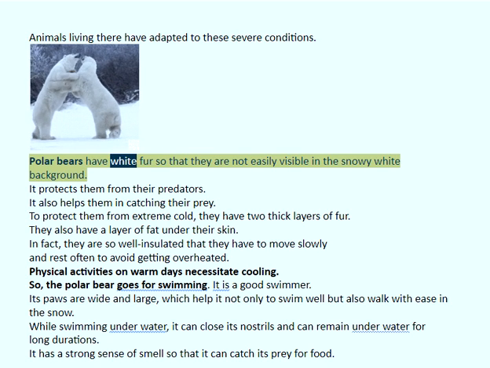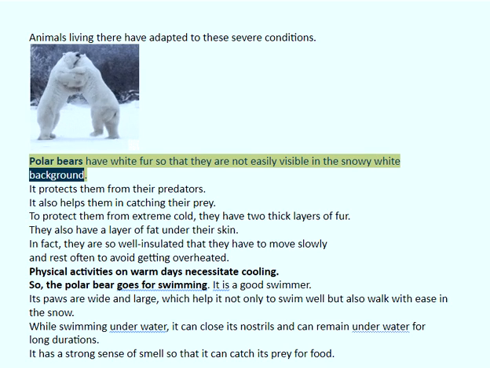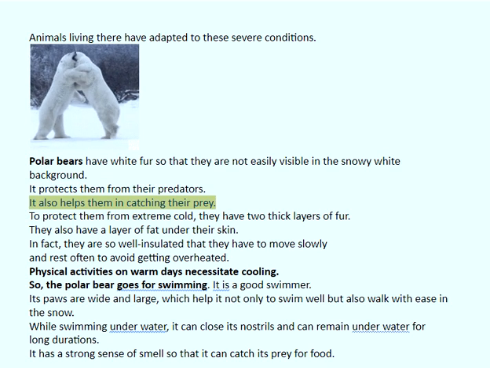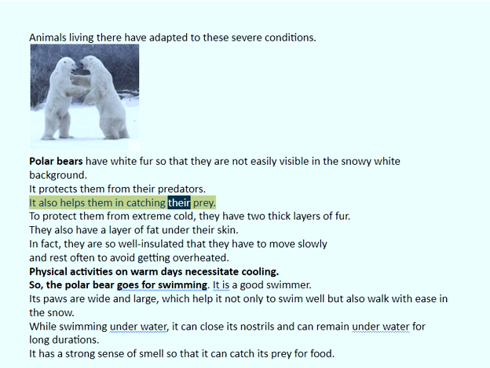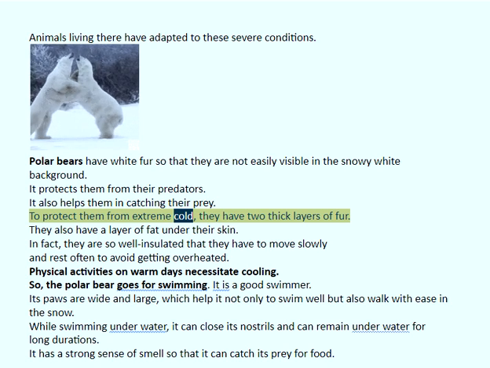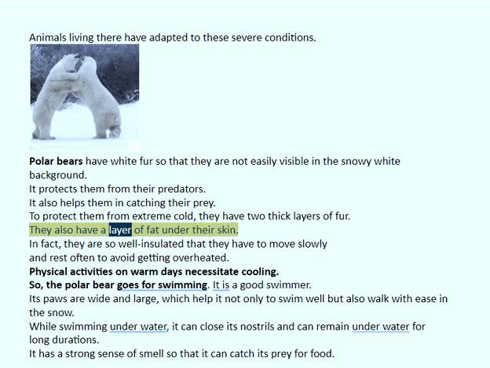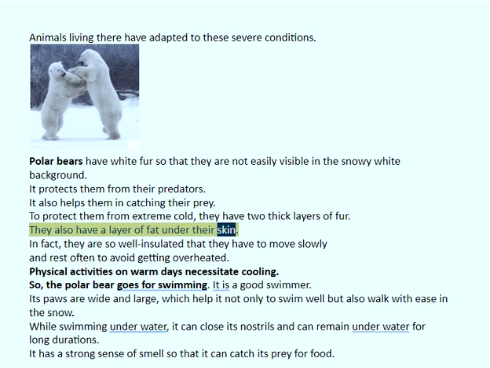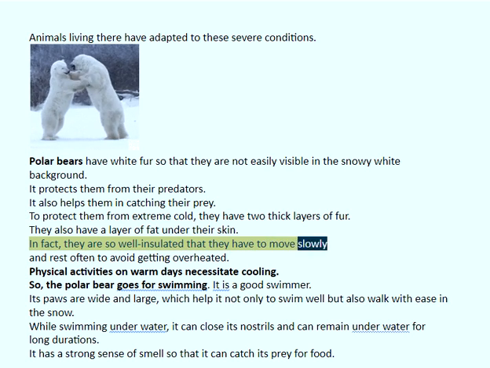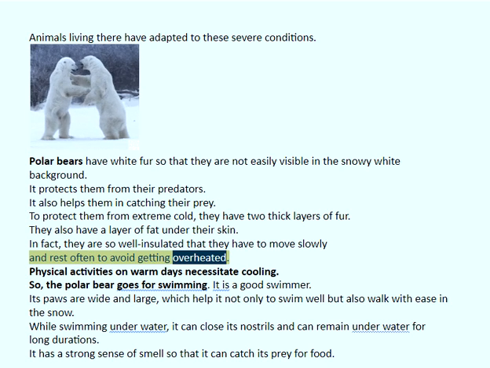Polar bears have white fur so that they are not easily visible in the snowy white background. It protects them from their predators. It also helps them in catching their prey. To protect them from extreme cold, they have 2 thick layers of fur. They also have a layer of fat under their skin. In fact, they are so well insulated that they have to move slowly and rest often to avoid getting overheated.